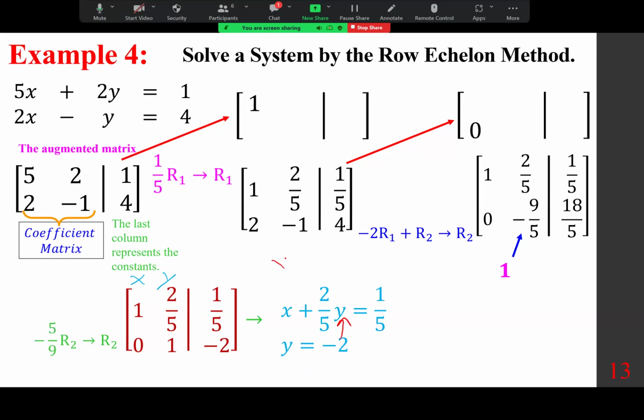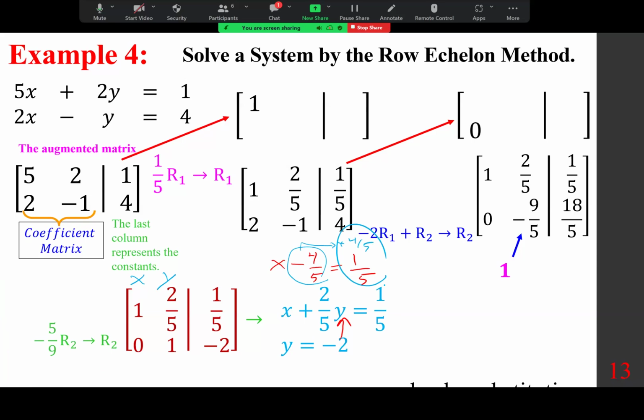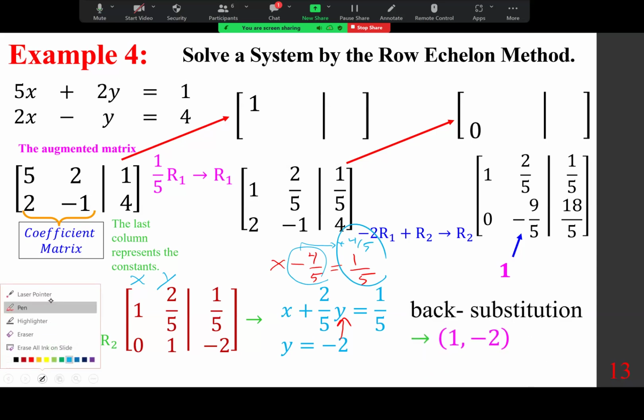So we get x. Now negative 2 times 2 becomes minus 4 over 5 equals 1 over 5. This one moves, becomes plus 4 over 5 with 1 over 5 is 1. And you come up with the answer with the back substitution, 1 minus 2. What do you do next?